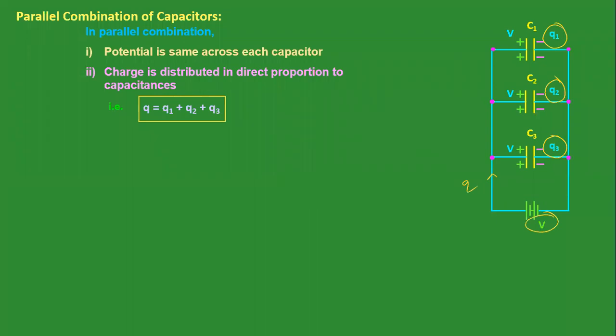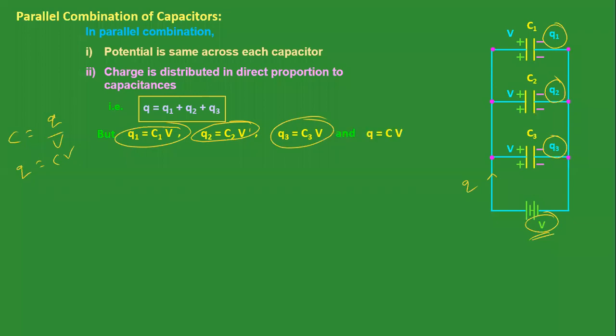Now by using the formula of capacity, C is equal to Q by V, so Q is equal to CV. So Q1 is equal to C1V. We are not writing V1 because V is the same for all. Q2 is equal to C2V, Q3 is equal to C3V, and Q we can write as CV by this formula. Now we substitute these in the above equation.